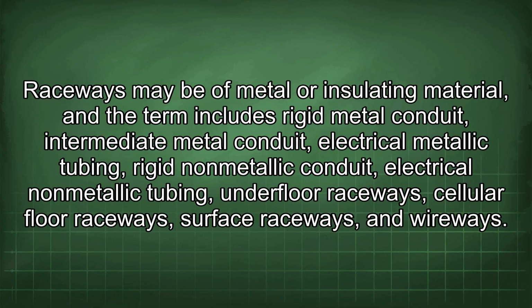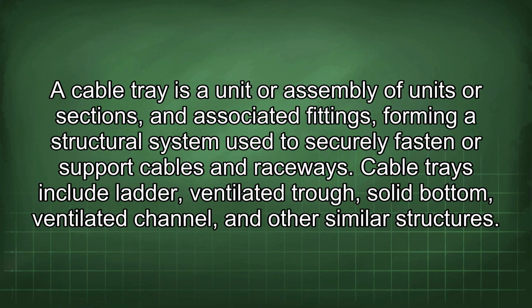Raceways may be of metal or insulating material, and the term includes rigid metal conduit, intermediate metal conduit, electrical metallic tubing, rigid non-metallic conduit, electrical non-metallic tubing, underfloor raceways, cellular floor raceways, surface raceways, and wireways. A cable tray is a unit or assembly of units or sections and associated fittings forming a structural system used to securely fasten or support cables and raceways. Cable trays include ladder, ventilated trough, solid bottom, ventilated channel, and other similar structures.